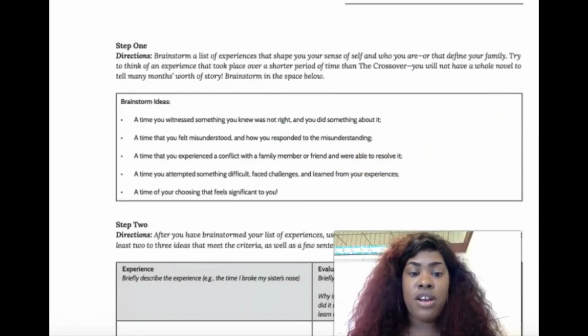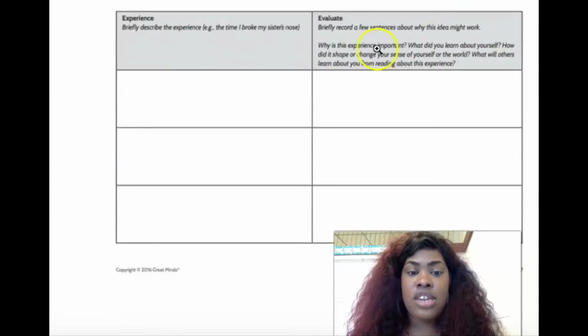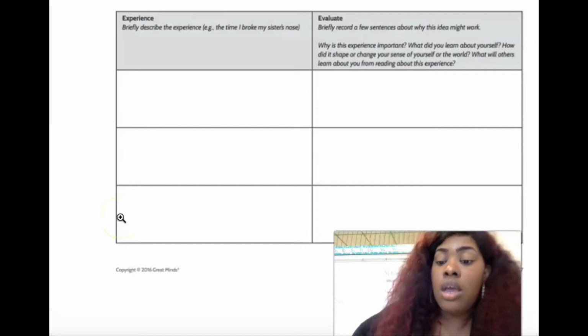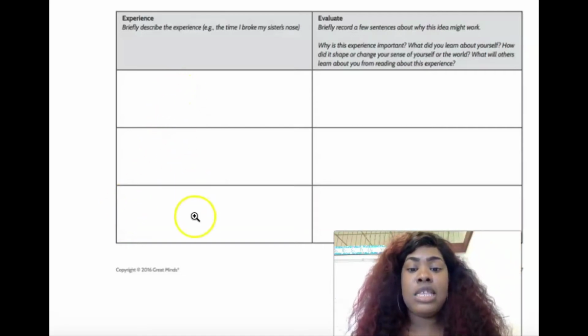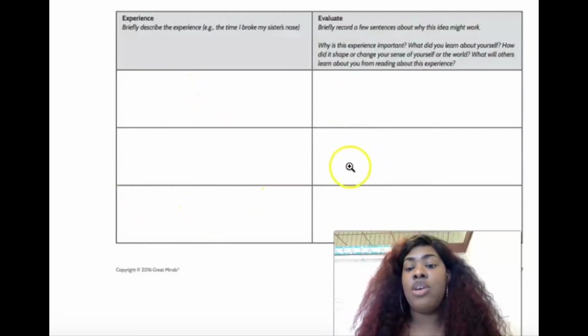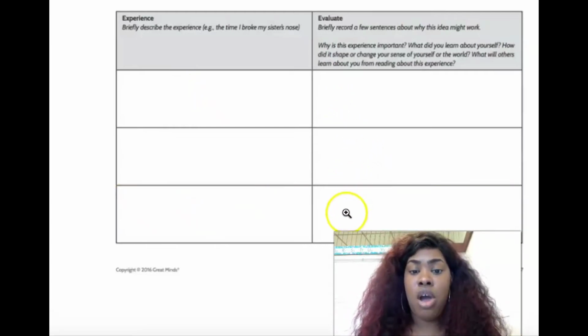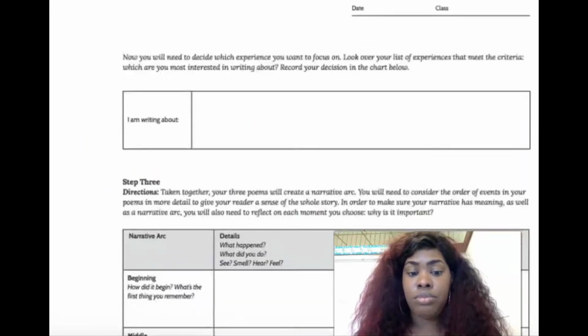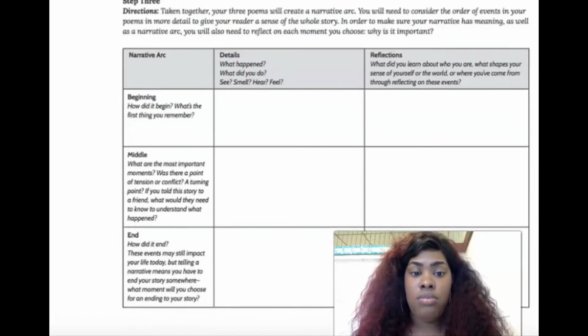I want to direct our attention to step 1 and step 2. Make sure that you've brainstormed some ideas and you've written down some experiences that you've had. Remember, I told you about my experience of wrecking my car. You should have written as many experiences and evaluated how important those experiences are, filling out this grid, because you're going to need this in order to write your poems. Make sure that you've talked about this here.